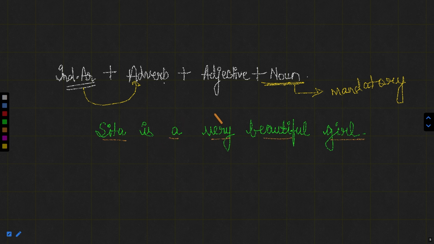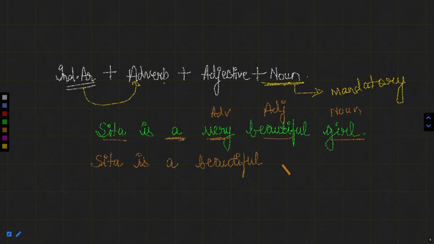Now let us see these words. Very is an adverb, beautiful is an adjective, which is qualifying a noun, that is girl. Okay, so girl is a noun and we are using a. I cannot write the sentence Sita is very beautiful girl. No, rather I write Sita is a very beautiful girl. So a is mandatory over here and it is coming before the word very. Okay, now I can also write this sentence like Sita is a beautiful girl.